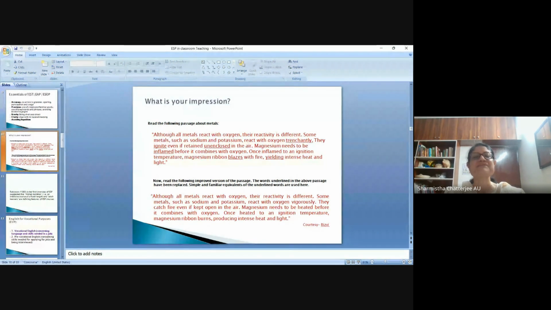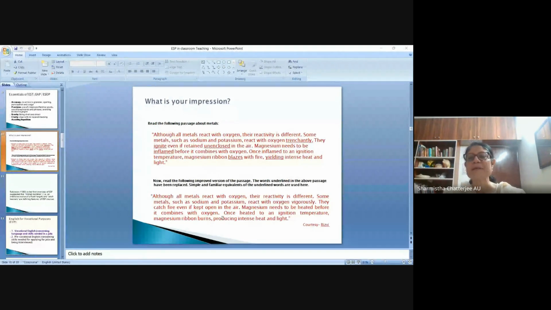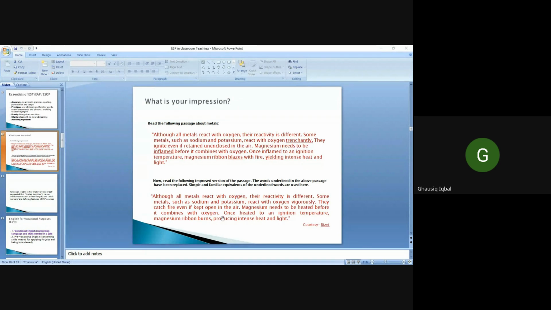Can someone please? We have an interactive session. We can come back to this probably. Iqbal sir has raised a hand, sir. Would you like to say something? Would you like to do this passage for us? Excuse me, Iqbal ma'am. Yes, ma'am. I wanted to ask, what's the difference between jargon and register? My name is Ghaussia Iqbal.